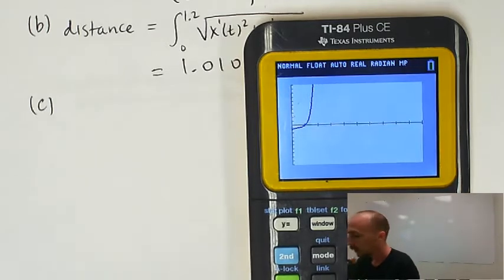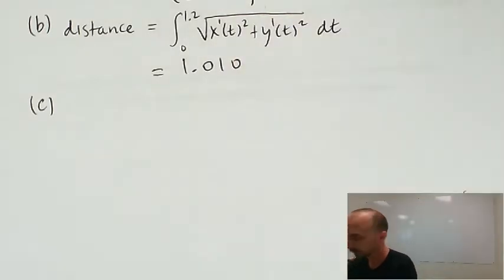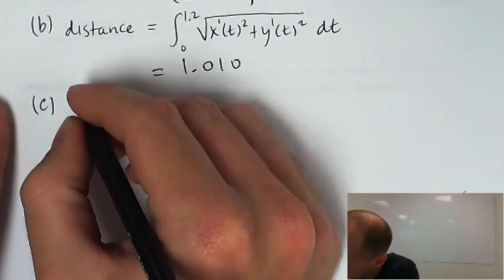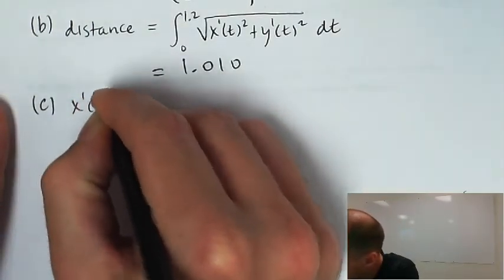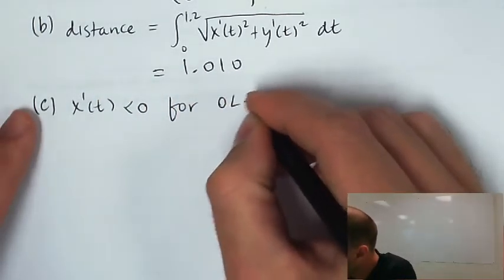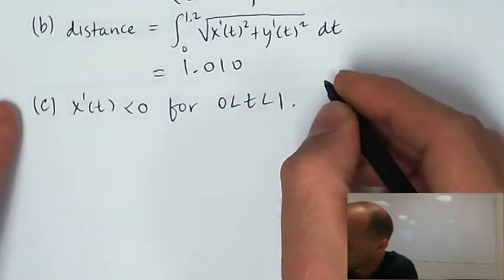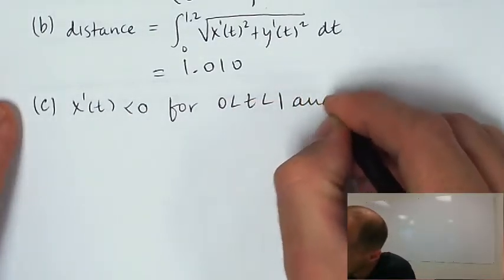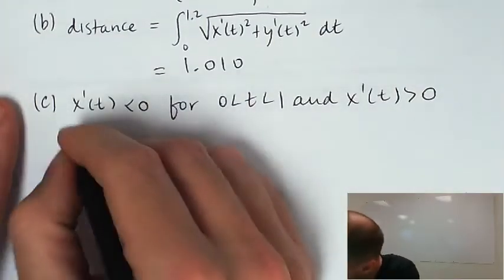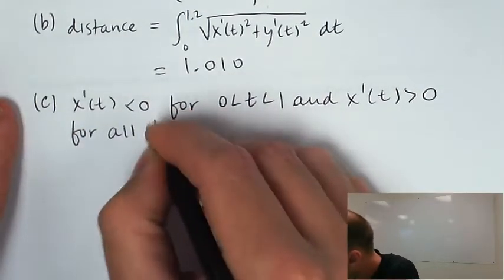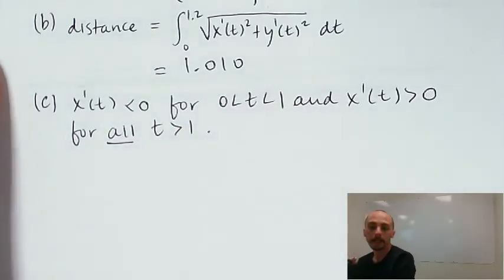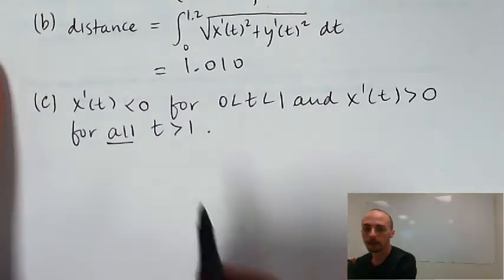Okay. So I'm going to say, I forgot how I wrote this morning. I already did this problem once. But let's say x prime of t is negative for 0 less than t less than 1. And x prime of t is greater than 0, I might say for all t greater than 1. Okay. Meaning the object is farthest to the left at t equals 1.